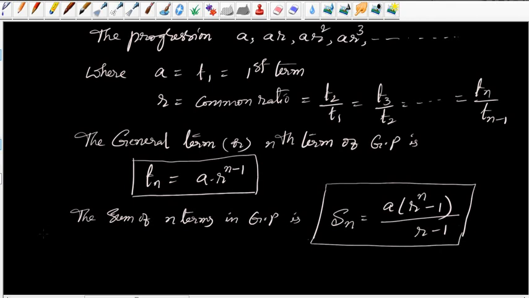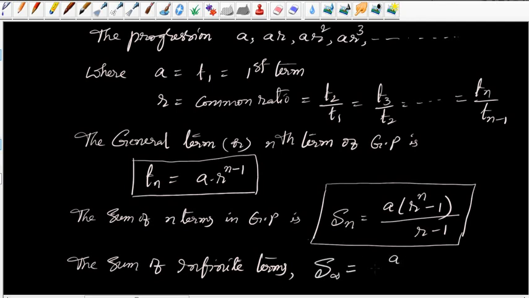Next one, here one more formula is there, that is the sum of infinite terms. The sum of infinite terms is denoted by S infinity. The formula is A by 1 minus R. Here the condition is modulus of R is less than 1. That means the R value is always less than 1. Then we can use the sum of infinite terms in the geometric progression. If R value is greater than 1, the sum of the infinite series of the geometric progression does not exist.